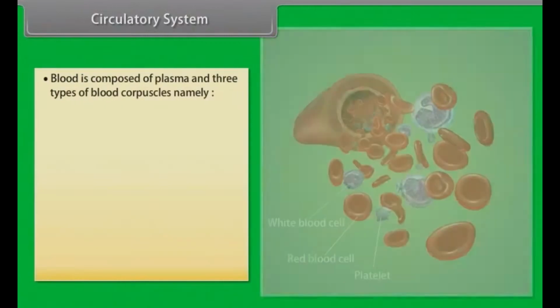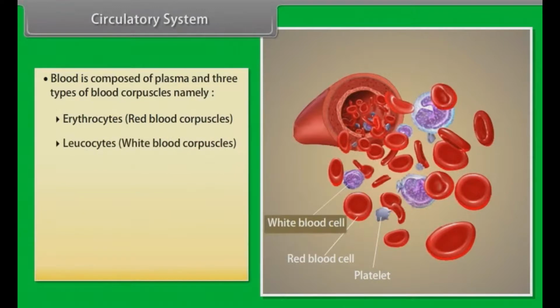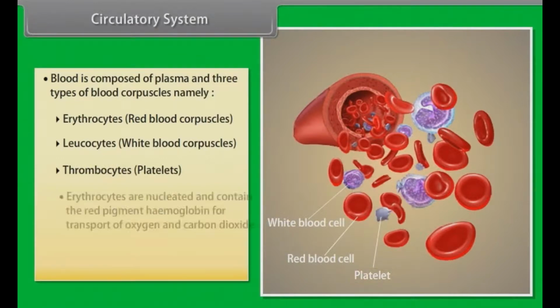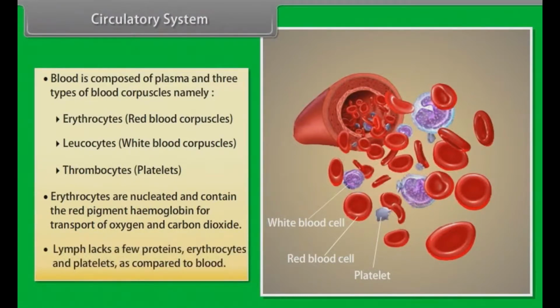Blood is composed of plasma and three types of blood corpuscles, namely erythrocytes, that is, red blood corpuscles; leukocytes, that is, white blood corpuscles; and thrombocytes, that is, platelets. Erythrocytes are nucleated and contain the red pigment hemoglobin for transport of oxygen and carbon dioxide. Lymph lacks a few proteins, erythrocytes and platelets, as compared to blood.